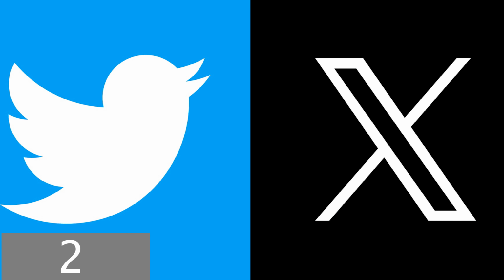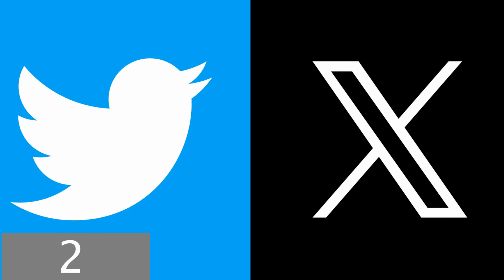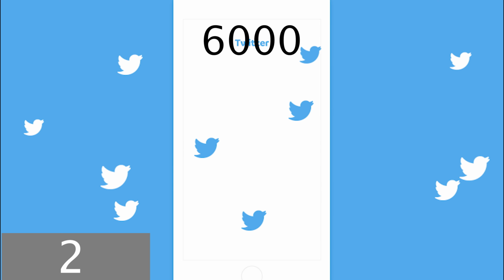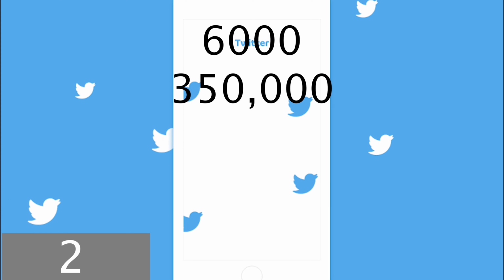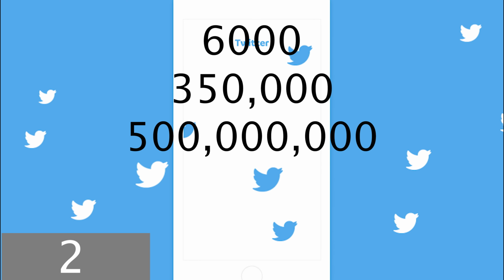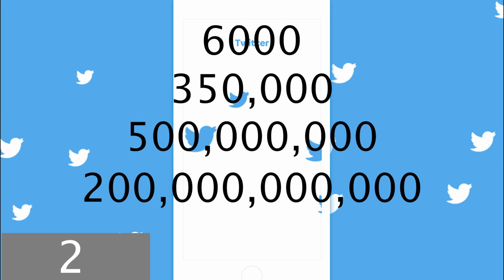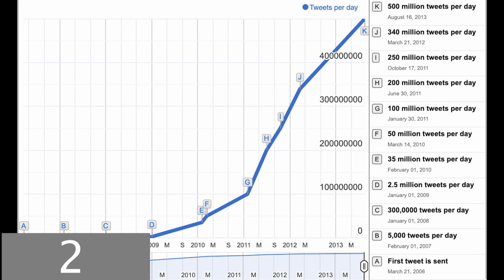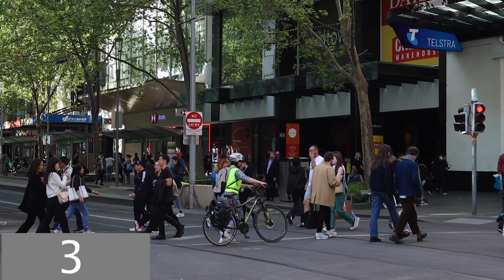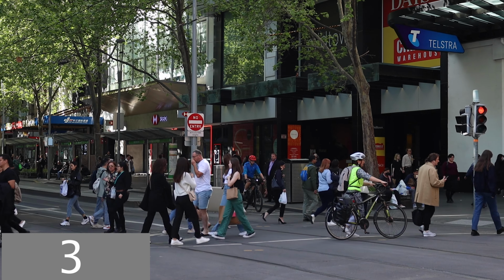Twitter, or X, is an extraordinary form of social media and a lot of the time controversial. Every second, about 6,000 tweets are tweeted, which corresponds to over 350,000 tweets sent per minute, 500 million tweets per day, and around 200 billion tweets per year. Assuming these stats were similar in the last 10 years, it's estimated the total number of all tweets would be at least 4 trillion.